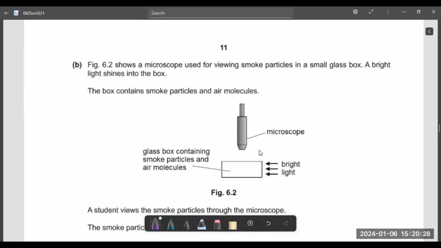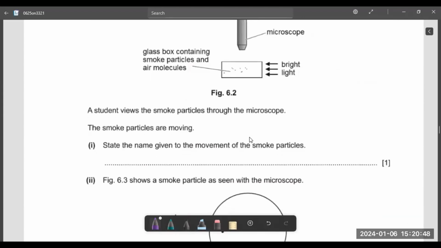Next, figure 6.2 shows a microscope used for viewing smoke particles in a small glass box. A bright light shines into the box. The box contains smoke particles and air molecules. A student views the smoke particles through the microscope. The smoke particles are moving. State the name given to the movement of smoke particles.